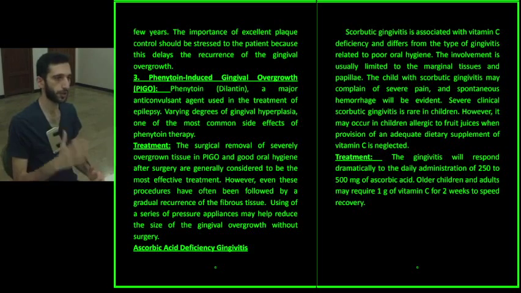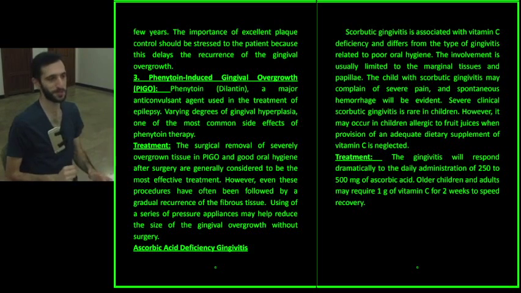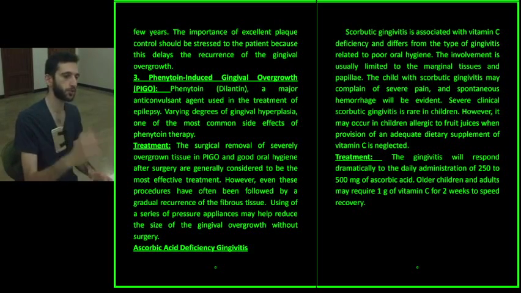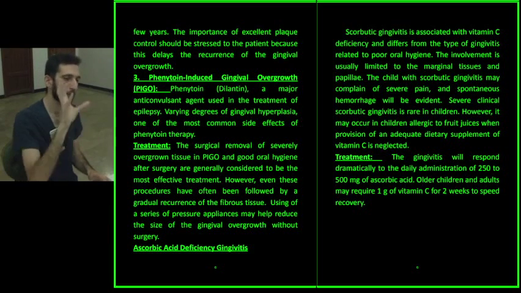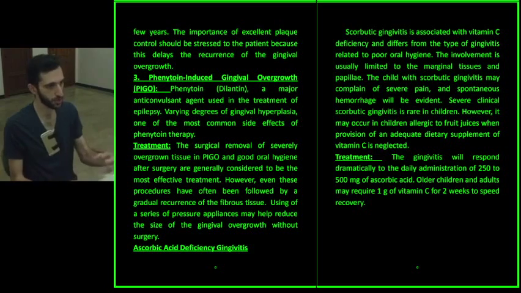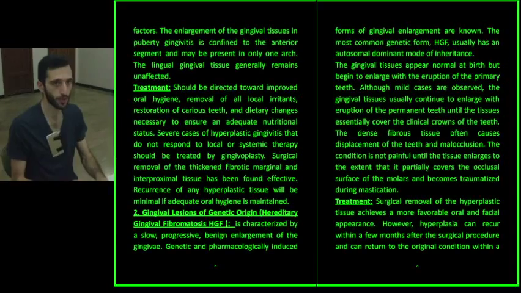However, it may occur in children allergic to fruit juices when provision of an adequate dietary supplement of vitamin C is neglected. The treatment of vitamin C deficiency is daily administration of 250 to 500 milligrams of ascorbic acid, vitamin C. In older children and in adults, they may require 1 gram of vitamin C for 2 weeks to respond and recover dramatically.